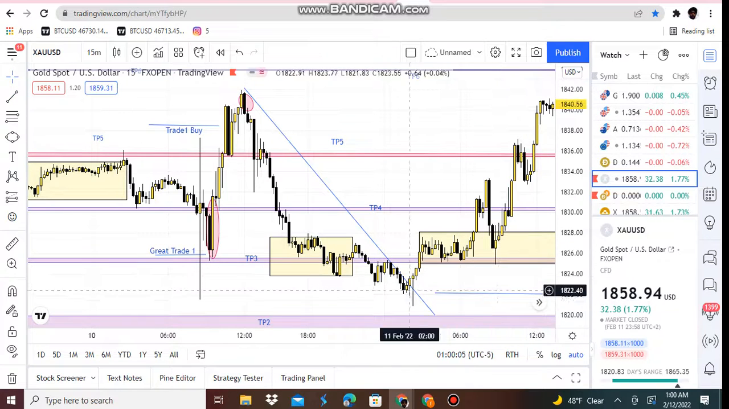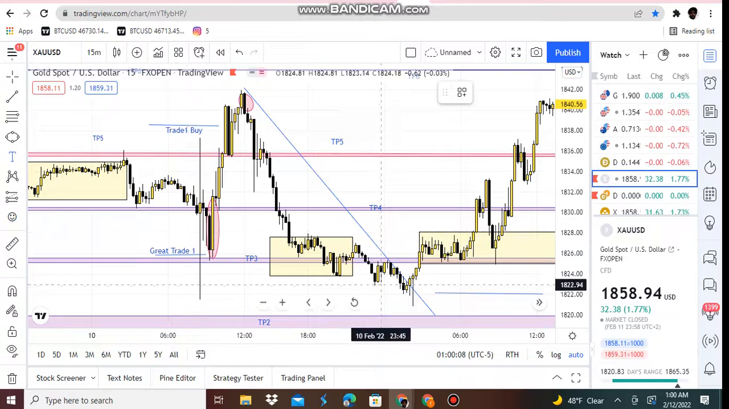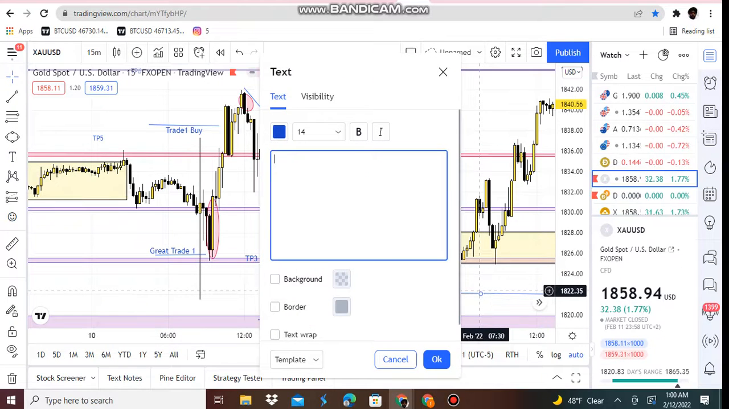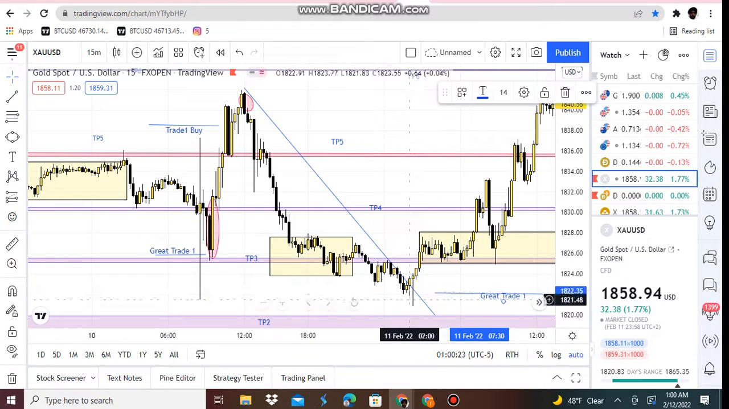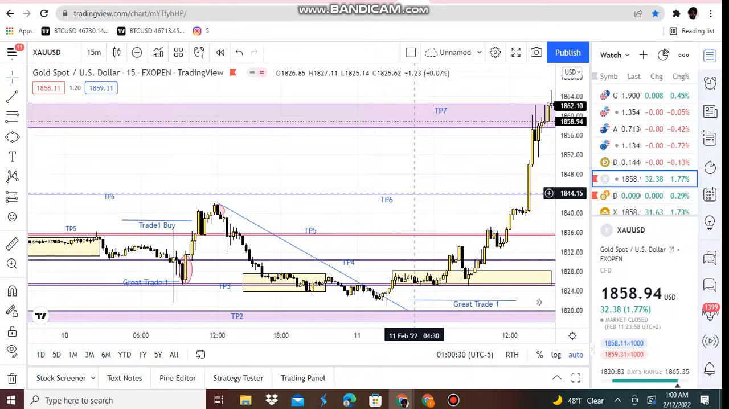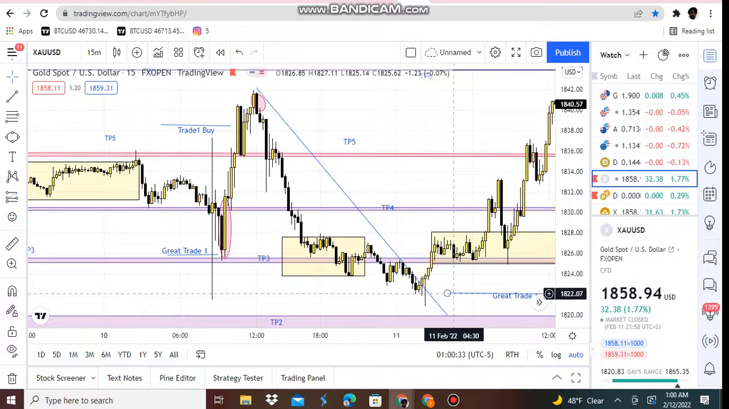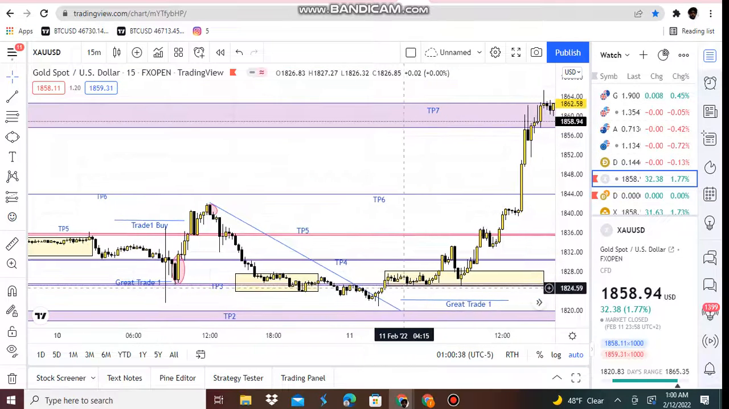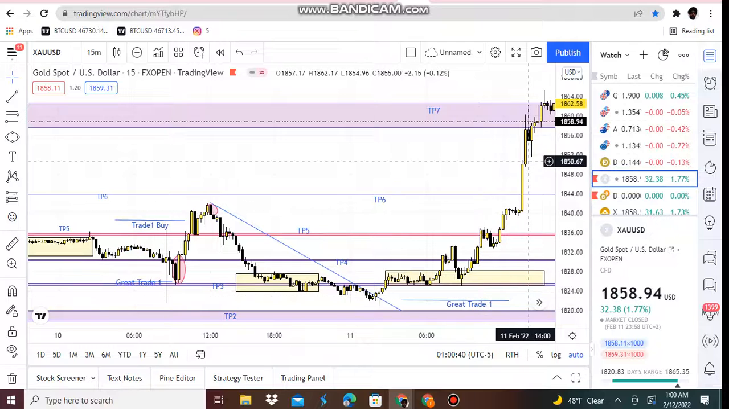We're looking for entries. So price breaks this trend line, boom, and we could have got in for a great trade. Great trade 1. As soon as price breaks this trend line, boom, we see a break of this trend line, and price is heading up, all the way up to take profit 7. We could have got in once price broke this trend line at 1822 and rode this all the way up. This is a great trade. As you get in at the bottom, this is where you make the most money.